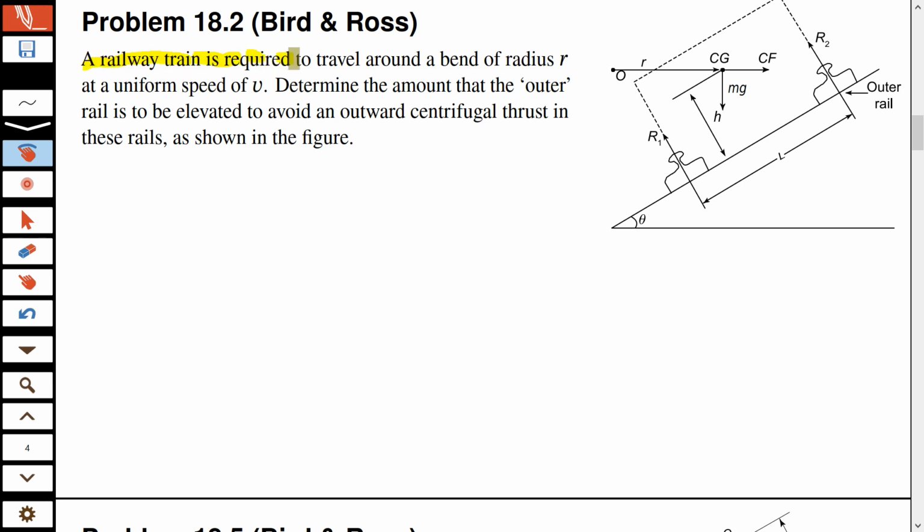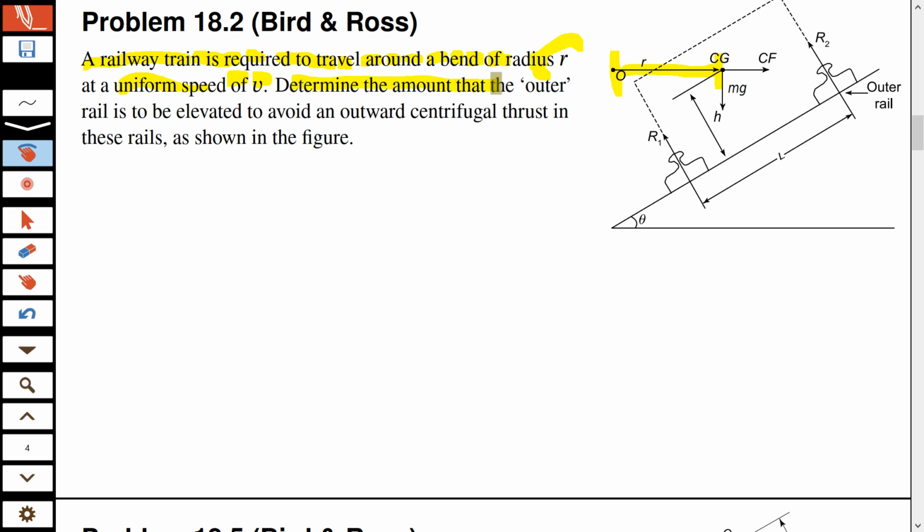So you have a railway train that is required to travel around a bend of radius r. So ये आपका सर्कल का और वो सेंटर हो गया, ये सेंटर ऑफ ग्रेविटी ऑफ द ट्रेन हो गया, ठीक है ना, and you have this radius r and uniform speed of v, ठीक है, speed of v given है.